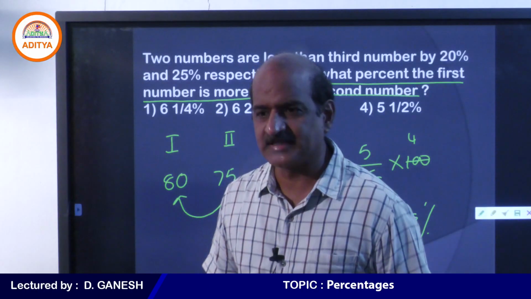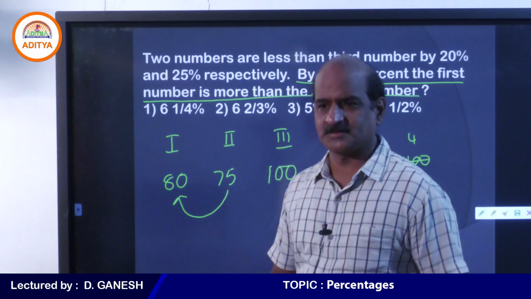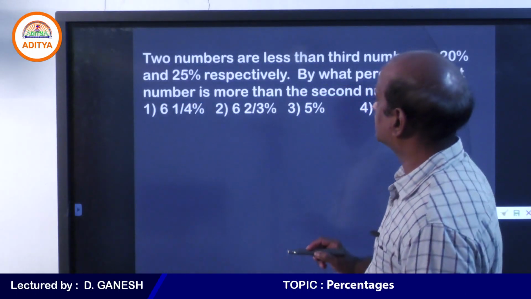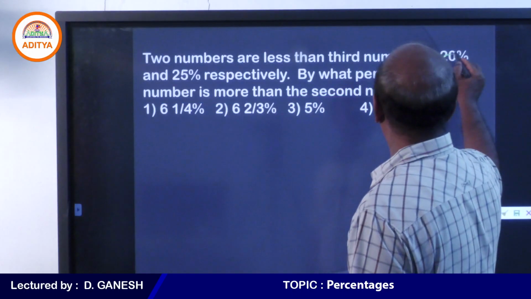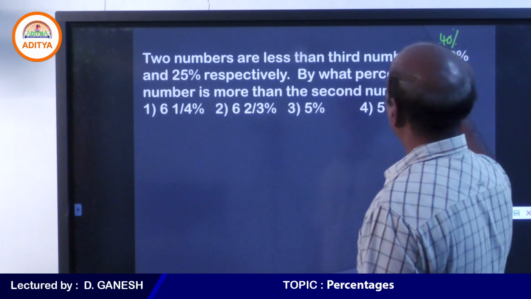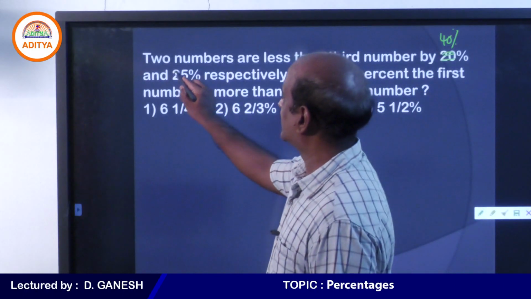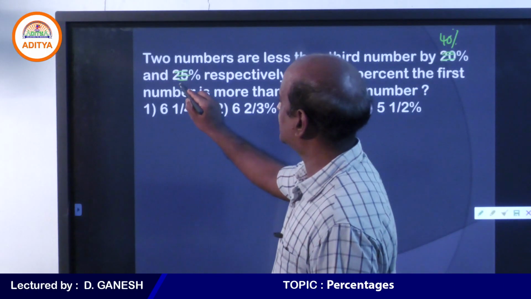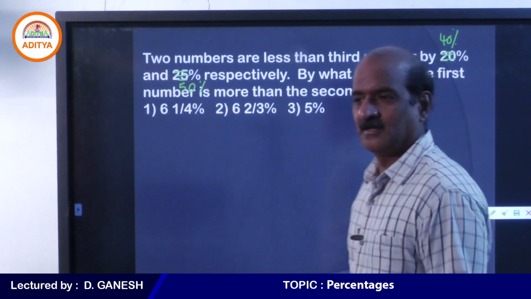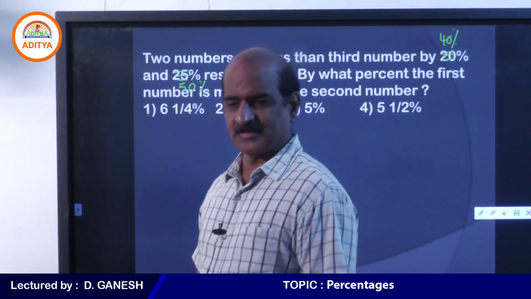I want to make some changes in the question. So please answer this question. I want to make a very simple change in this question. Come on student. In place of 20%, you please take 40%. And in place of 25%, you please take 50%. And answer the same question again. Let me know what is your answer for this.